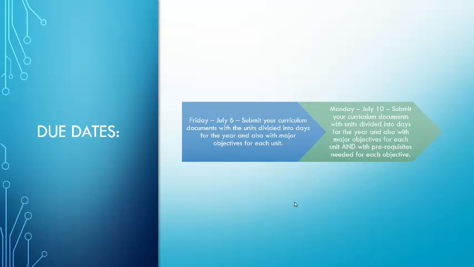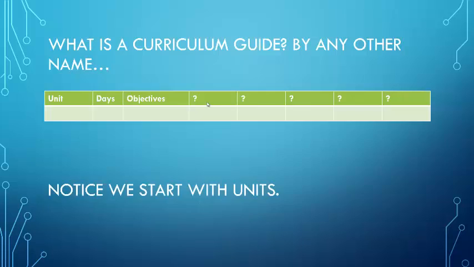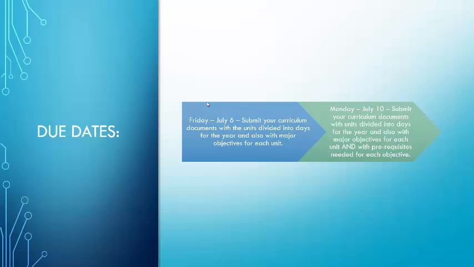Friday, you're going to submit your first curriculum document, and again, divide it up like this. You're going to tell me the unit, the days, and the objectives. Then you're going to tell me the prerequisites. This next block is going to be prerequisites. So objective, prerequisite. Your objectives with units divided into days for the whole year, and also with major objectives for each unit, are due Friday, July the 6th.